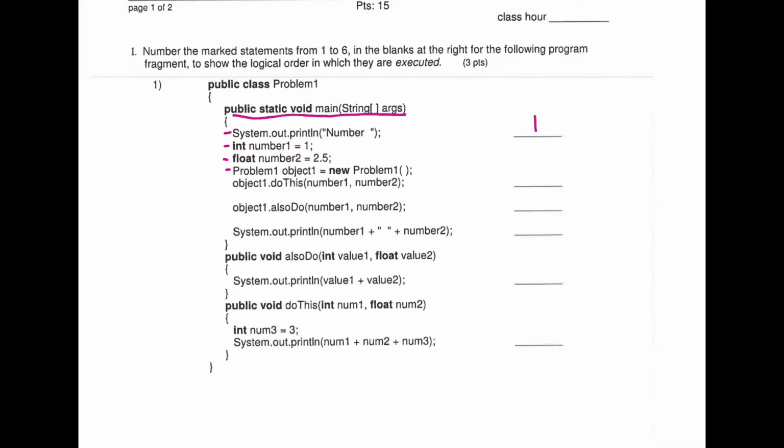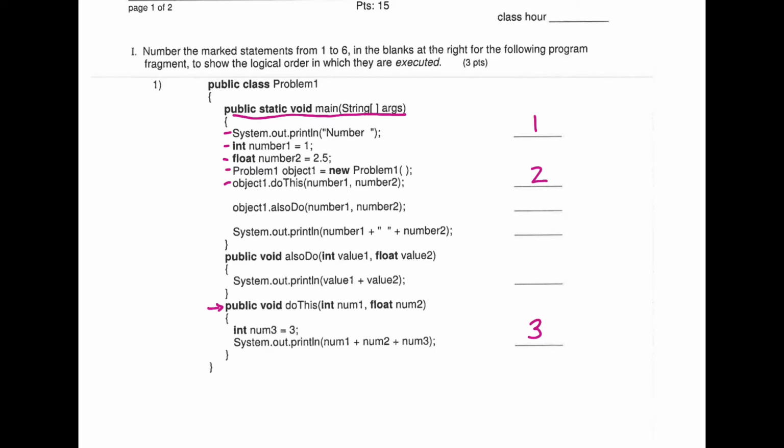So then we can move down to this line of code, number 2. And it says object 1 dot do this, number 1 and number 2. And when we call that, that means that that is a method that we are calling. So before we move on to any line of code, we have to go down to the method called do this. So it takes in num1 and num2, which we have, and then we do int num3 equals 3, system.out.println num1 plus num2 plus num3.